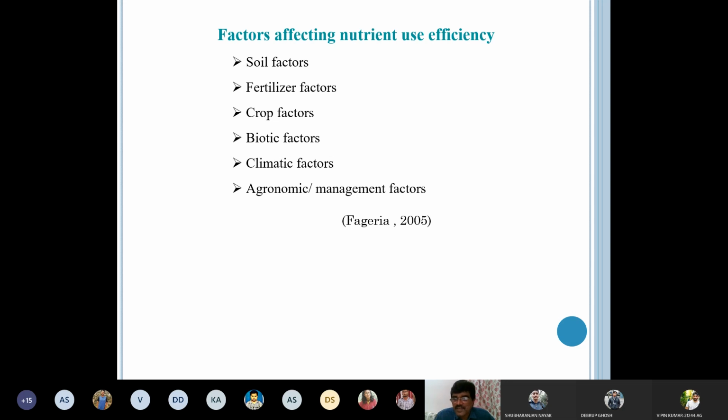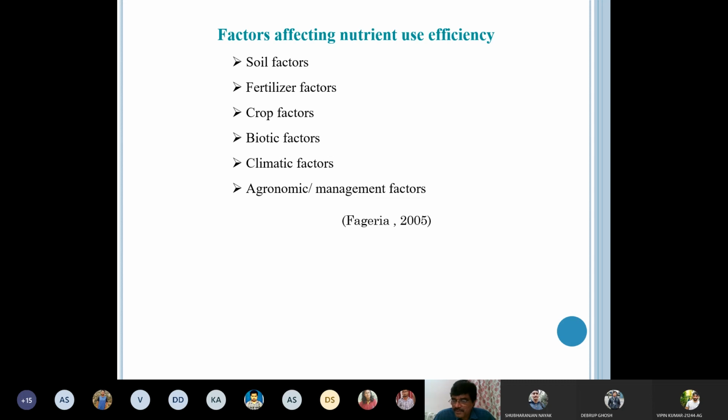So we need to see first how to increase the output, keeping the levels of input constant, how we can improve the output. The same factors will work here, which are responsible for growth of the crop, better growth of the crop. Similarly, how to decrease the input, meaning fertilizer application.